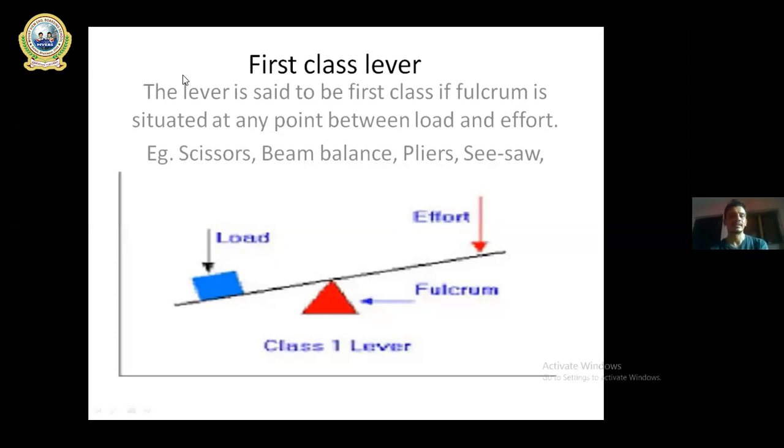Look, the lever is said to be first class. You can see the definition there. The lever is said to be first class if fulcrum is situated at any point between load and effort. This one is load, this one is effort, and at the middle there is fulcrum. So if fulcrum lies between load and effort, this is called first class lever. Examples: scissors, a pair of scissors, beam balance, pliers, seesaw. These are the examples of the first class lever.